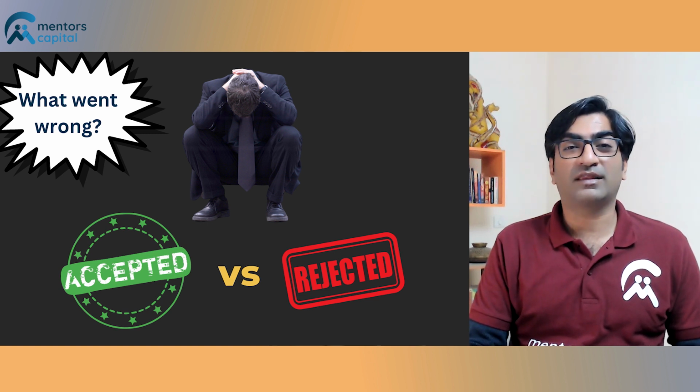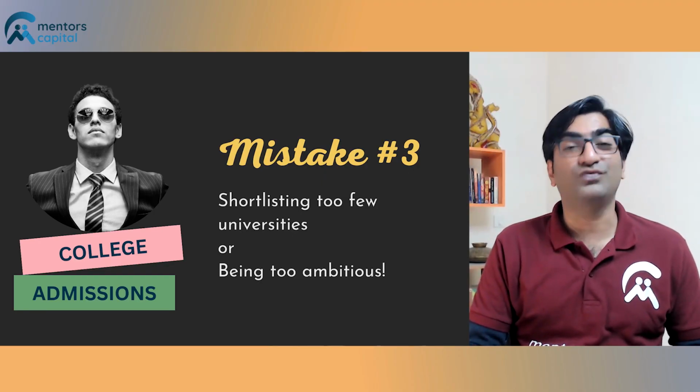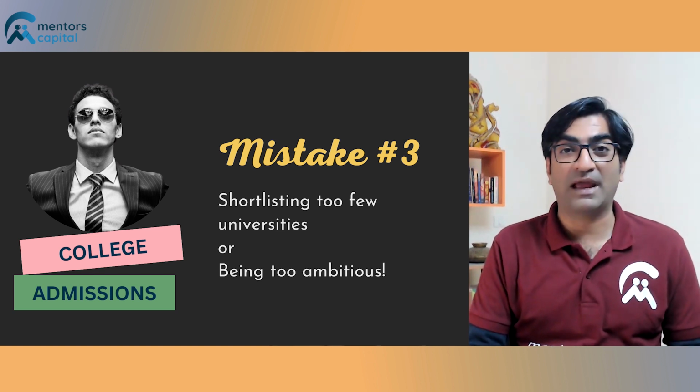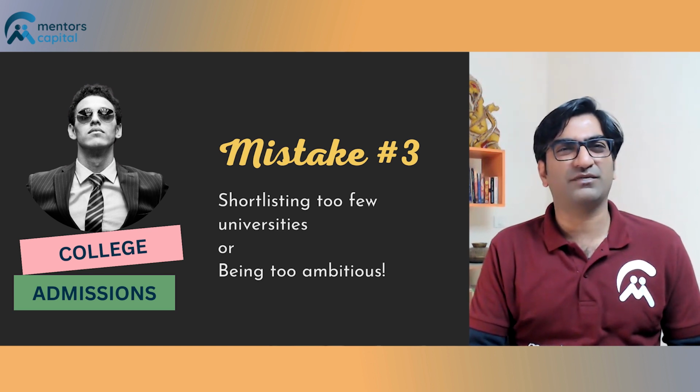Now, a third mistake that students make that could really be the difference between you getting accepted by a university or rejected by one is to actually shortlist too few universities, or maybe being too ambitious in the way that you apply. Now, I know this seems to be a bit of a stretch, right? How do you quantify that it's too few universities? Well, I guess it all depends on whether you've applied to all universities that are top ranked, or fall outside the reach of your profile.